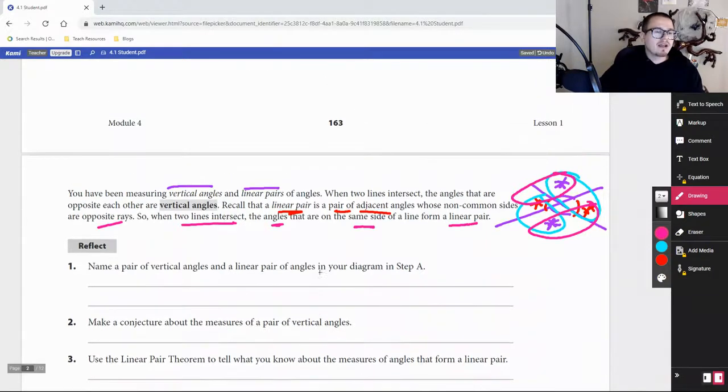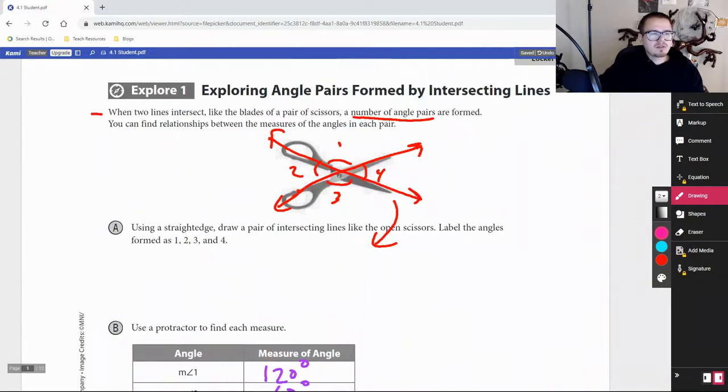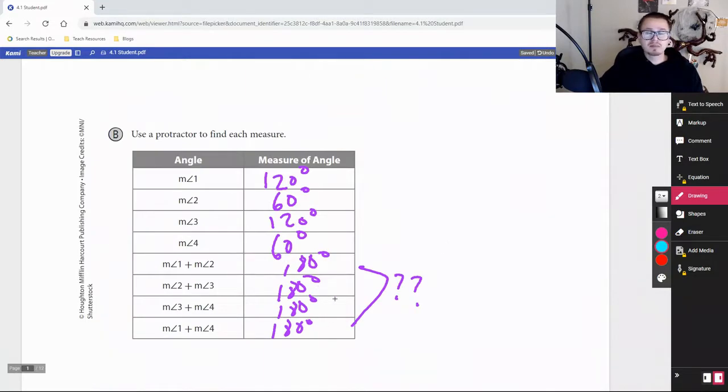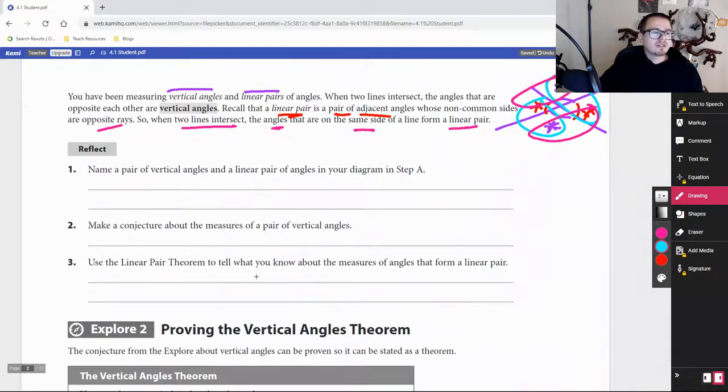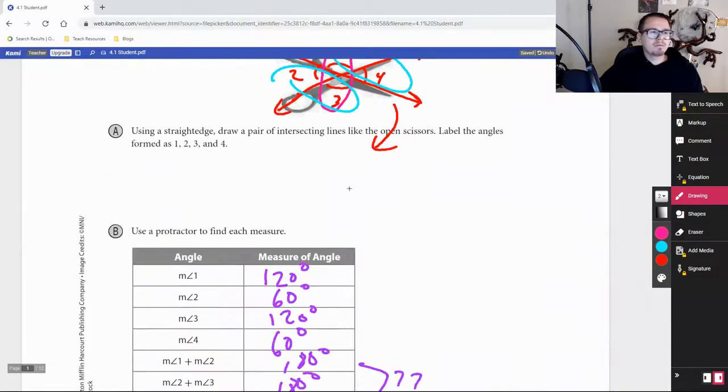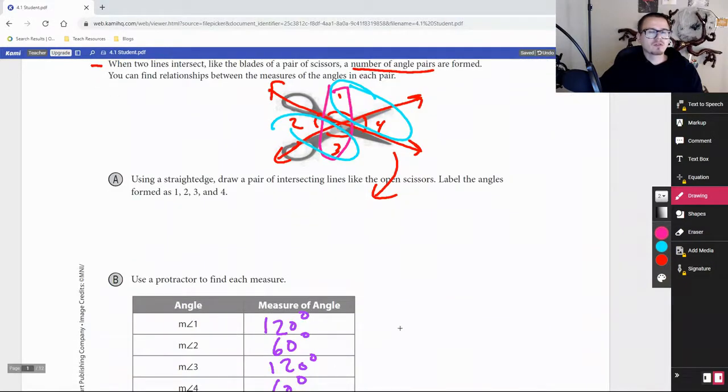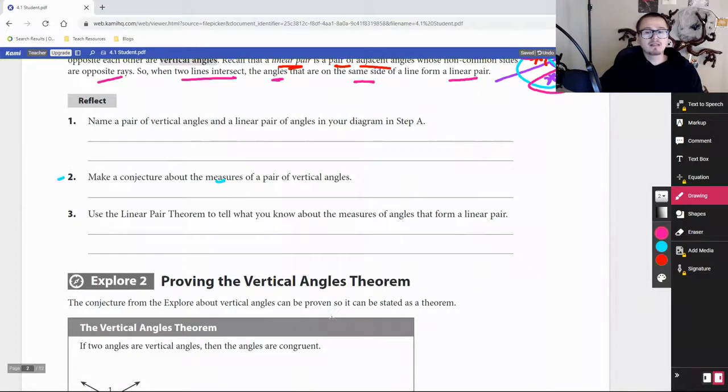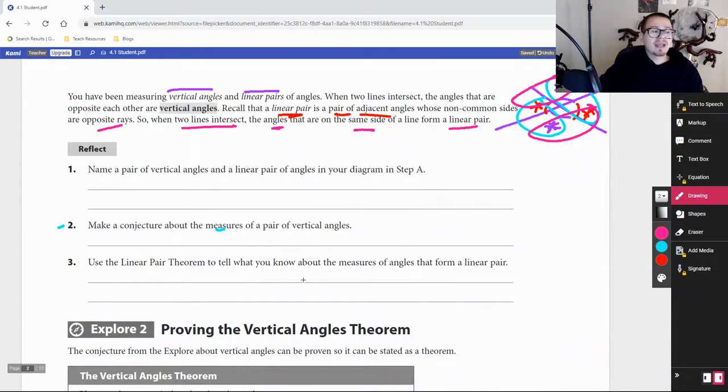So if we look at our diagram up here with the scissors, you got vertical angles right here: angles 1 and 3, or 2 and 4. Linear pairs: you got 1 and 4, 2 and 3, 1 and 2, 3 and 4. Any of those work. And there's probably some connections to this table. So we did number 1, make a conjecture about the measures of a pair of vertical angles. Well, if we look up here, 1 and 3 both measure 120 degrees. They look about the same, so we can say that they have the same measure and are congruent.